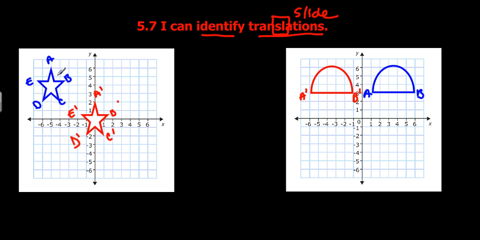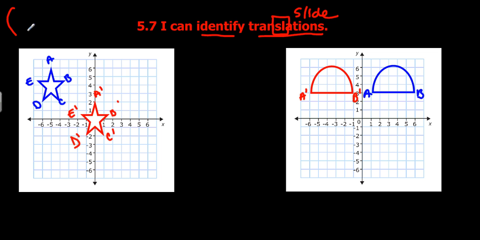If I were to start with the blue star and I move to the red star, how would I say I travel? If I look from A to A prime, it looks to me like I'm moving to my right and then I'm moving down. And sure enough, if I look at the C, I go to the right and down, or the B, right and down. So the star is moving to the right and down. That would be how I used to describe it.